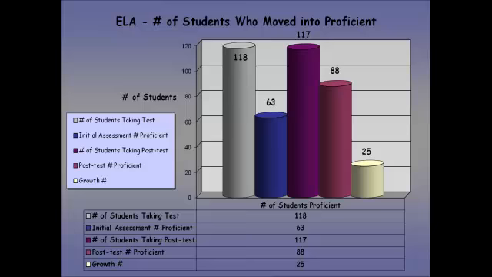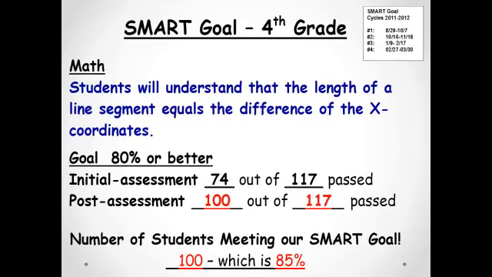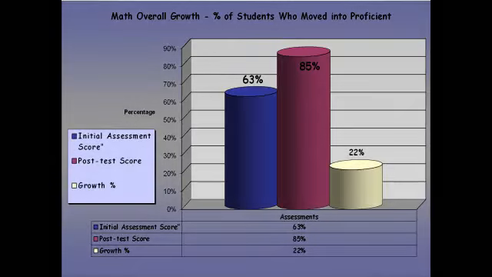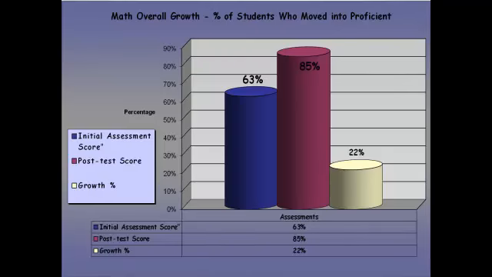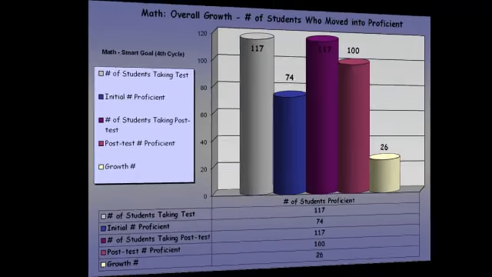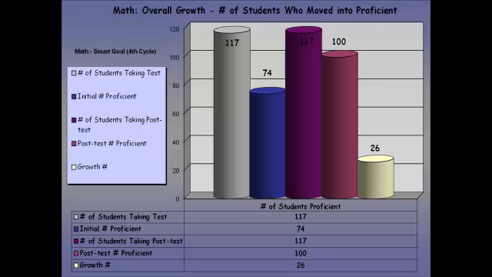And then for math, we had, for our initial assessment, 74 out of 117 pass. And for our post-assessment, 100 out of 117 passed, which is 85% of our fourth graders. So as you can see, there's 100 out of 117 passing, with 26 students growing from our initial assessment there.